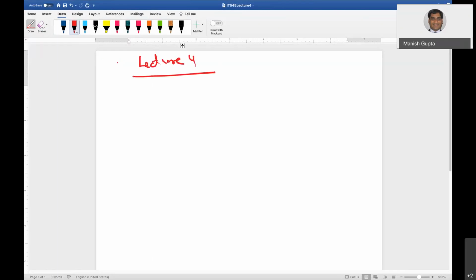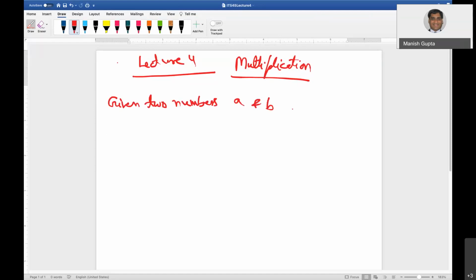Okay, so today we are going to give you lecture 4, and I'm going to talk about multiplication. Some of these things you might know, but they are important for us to use in later applications. So we know that given two numbers A and B in some base, suppose the base is R, how do we find A cross B?